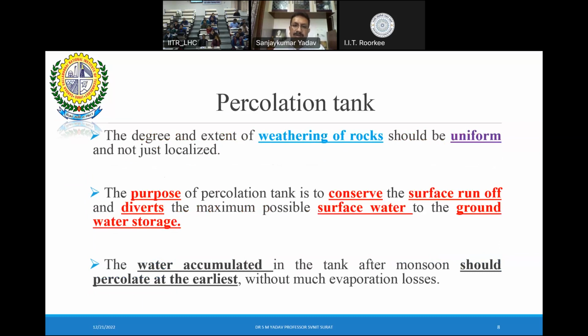The purpose of percolation tank is to conserve the surface runoff and divert the maximum possible surface water to the groundwater storage. The water accumulated in the tank after monsoon should percolate at the earliest. Sir, in India, as you are aware, we have rain almost on 2/3 part of our country during monsoon season only. That is July, August, September and October. And rest of the 8 months, 2/3 part of India is not receiving any rainfall.